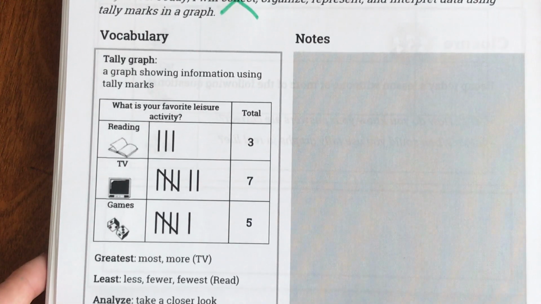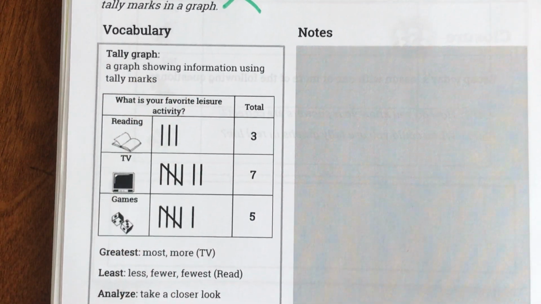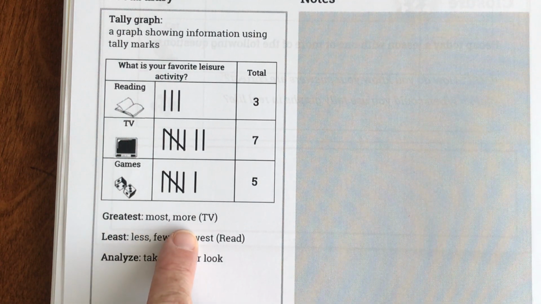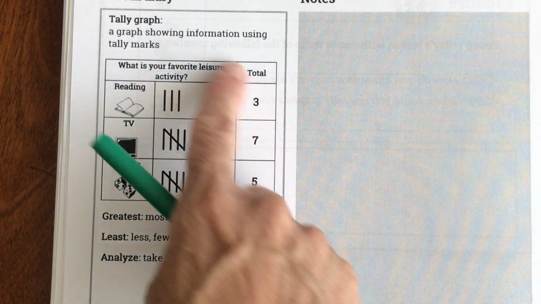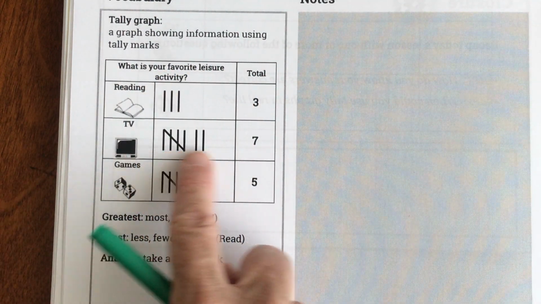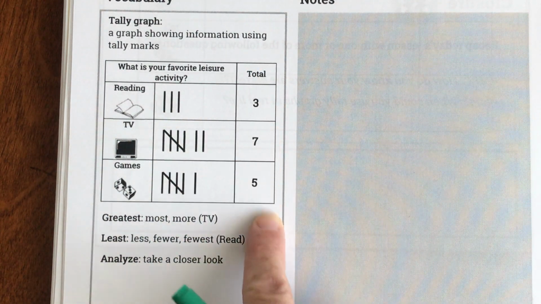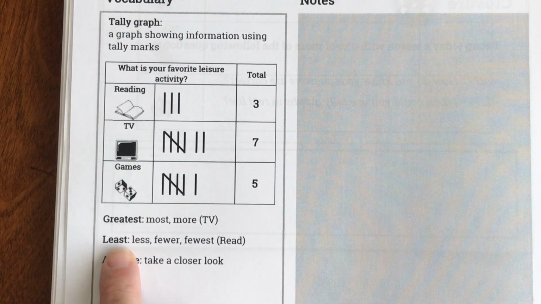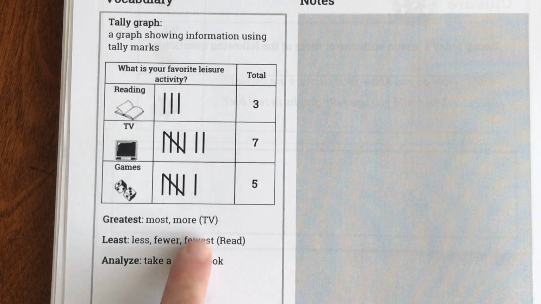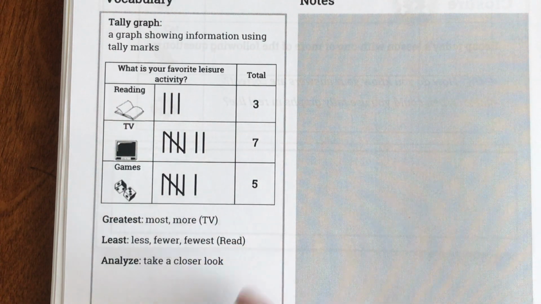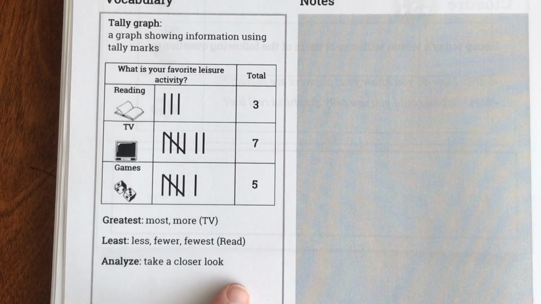So remember, our tally graph looks like this, but then we do have some new vocabulary. It says greatest means most or more. And then they put TV, because in this tally graph, TV has 7 votes, which was the most or the greatest number. Least means less or fewer or fewest. So in this vote, reading had only 3 votes. So that was the fewest or the least amount of votes. And then the word analyze means we're going to take a closer look at something. It means to really look at it and study it.